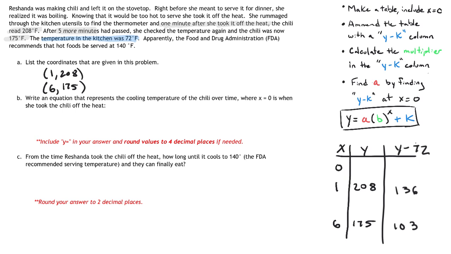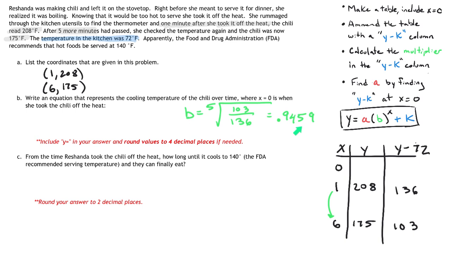Those are the values that we are then going to use to calculate the multipliers. That's the next step. Calculate the multiplier from your y minus k column. So we look at this, we see that we have a gap of 5. So to find that multiplier, that multiplier is going to be the fifth root of what we call next over previous. So you do your 103 divided by 136. And when you do that, you get a value of 0.9459. And it does say to round values to 4 decimal places if needed. That would be 4 decimal places. And so include y equals in your answer.